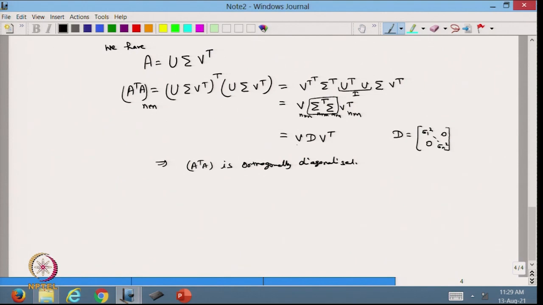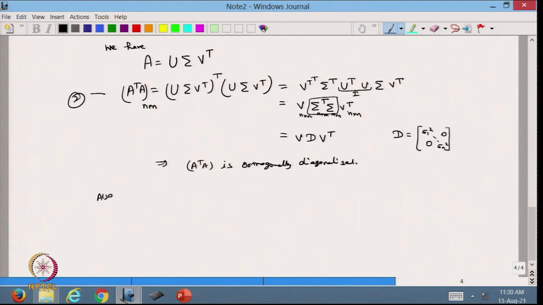So, the symmetric matrix will be V. From here I can write this in diagonal form of the matrix A transpose A. So now I can find my V by taking the eigenvalues of A transpose A and then finding the eigenvectors. Maybe I can write this as equation 2.